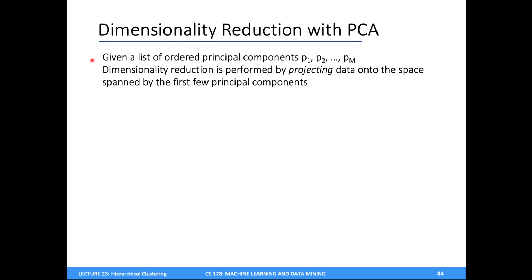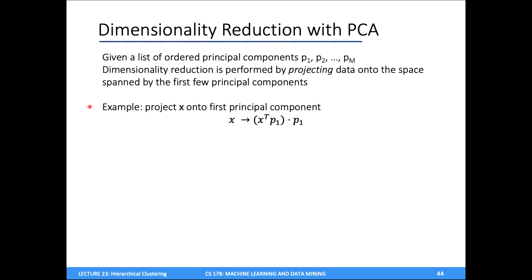So let's say that I give you a list of my principal components and I've ordered them in some way. So P sub 1 is the principal component with maximal variance in my data. P sub 2 is the principal component with the second maximal variance, and so on and so forth. I haven't told you how to find these yet, but just assume I give you these directions. The way we can do dimensionality reduction with these principal components is by taking my data and projecting it onto the subspace spanned by the first few principal components.